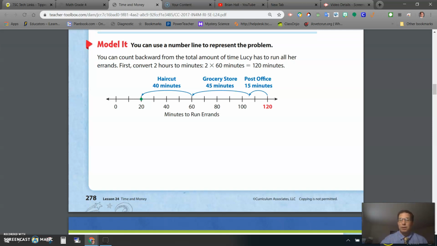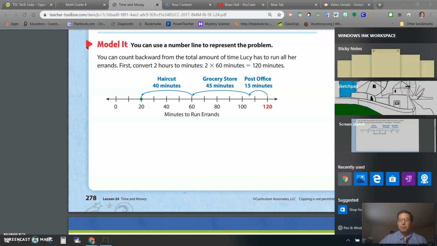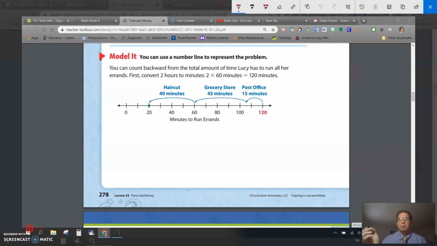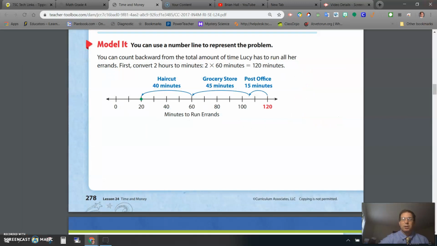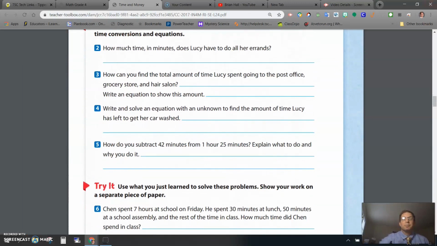How I would do it, hopefully it's not pausing, earlier it was pausing. How I would do it, I would add up 40 minutes for the haircut, 45 for the grocery store, 15 for the post office. We add these all together, we get 100 minutes of errands. I'll stop right there because on the next page it goes into a little further detail. So we have 100 total minutes.